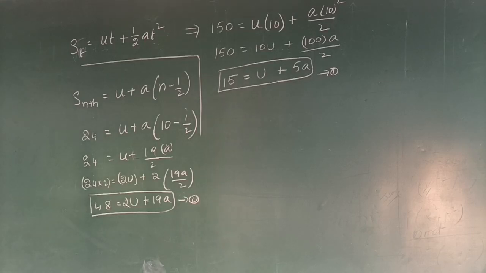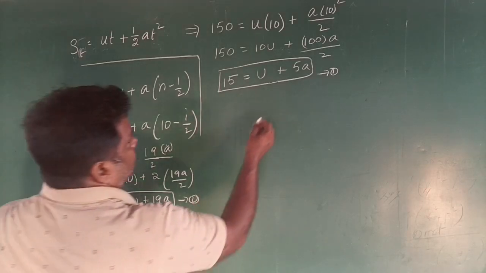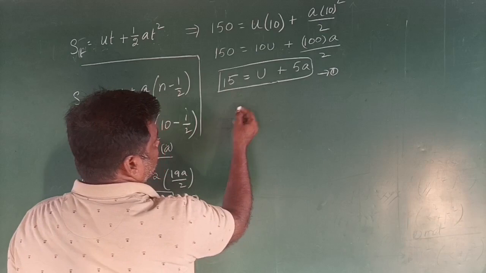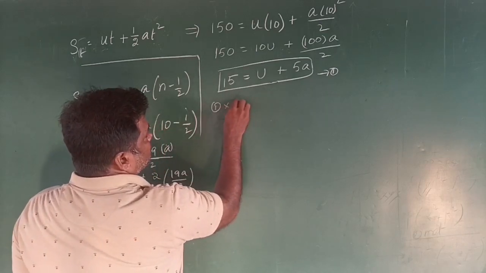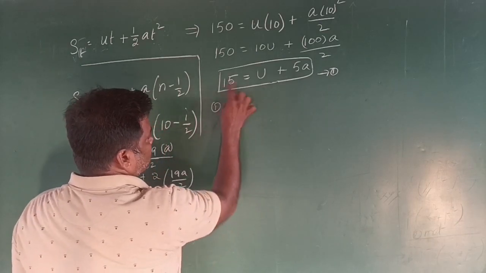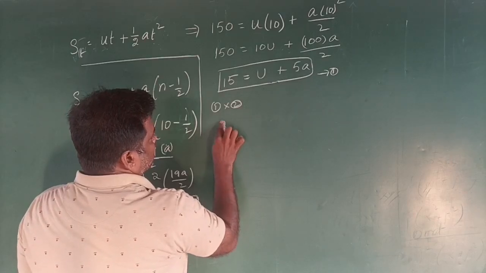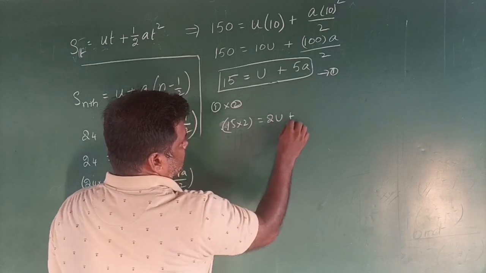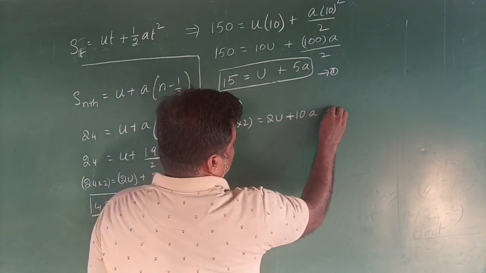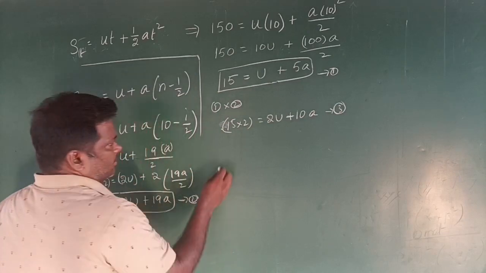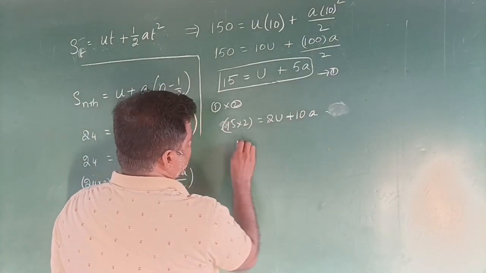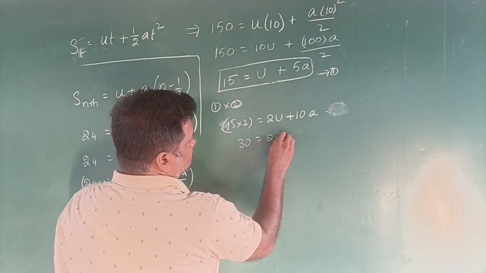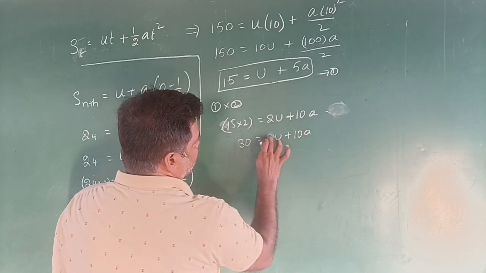From these two equations, we will get velocity and acceleration. Look, just a small multiplication. Take 1 into 2. Then how much are you getting? 15 into 2 is equal to 2u plus 10a. This is your equation number 3. How much are you getting here? 30 is equal to 2u plus 10a. Why I did this, I will tell you.